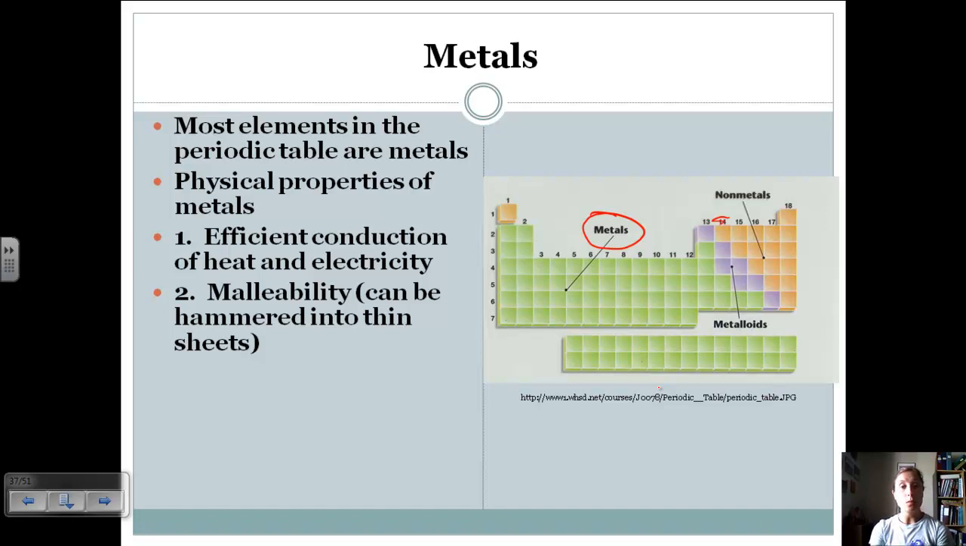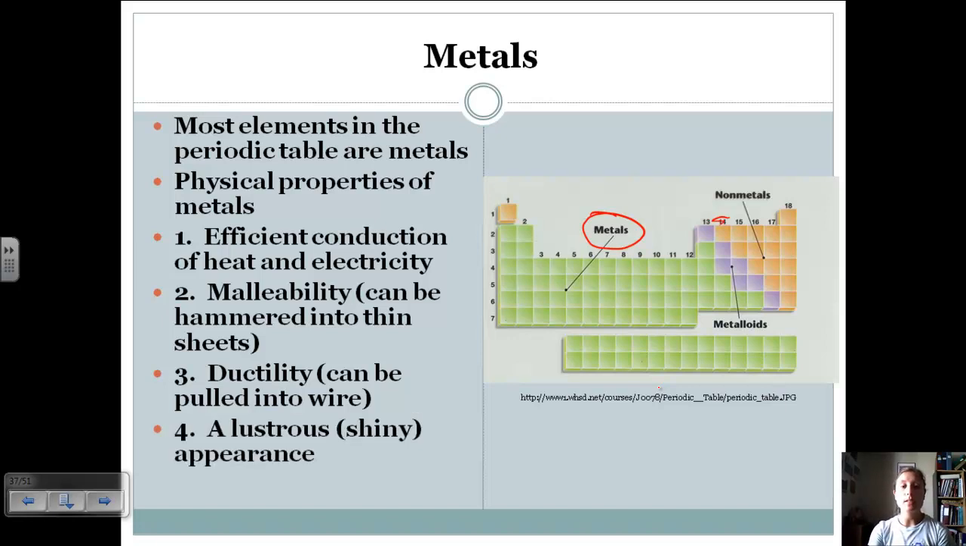So think about aluminum foil, okay, very malleable, and we use it all the time. The third physical characteristic of metals is that they're ductile, which means they can be pulled into wire. So copper wire for your house. Lots of other metals are used in the form of wire. And the fourth property is that they're lustrous, or they are shiny in appearance. So gold, silver, platinum, all those are shiny.